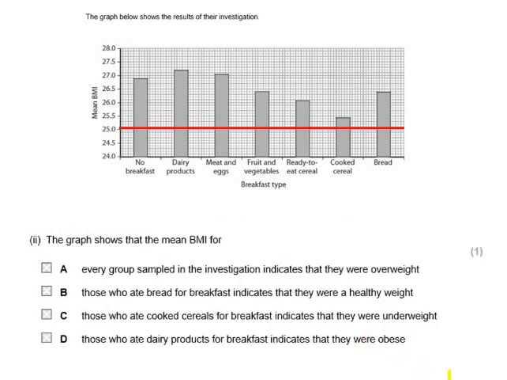Second question, the graph shows that the mean BMI for every group sampled in the investigation indicates that they are overweight. And already, because we drew the line where healthy BMI is, we can see that this one is true.